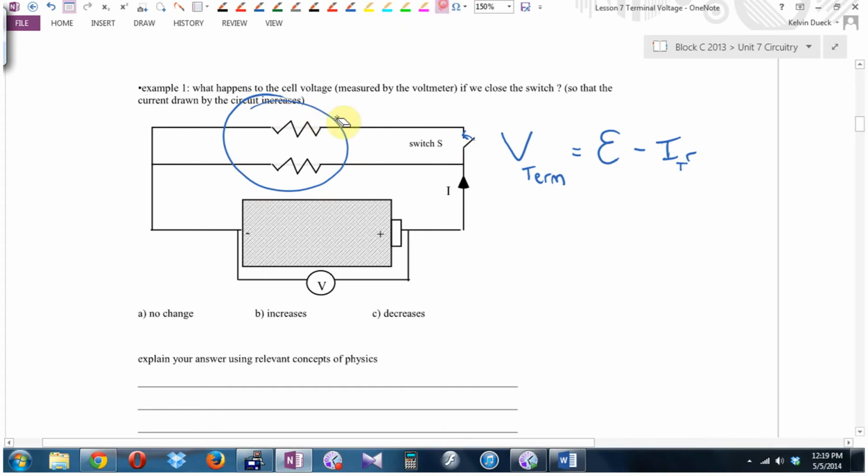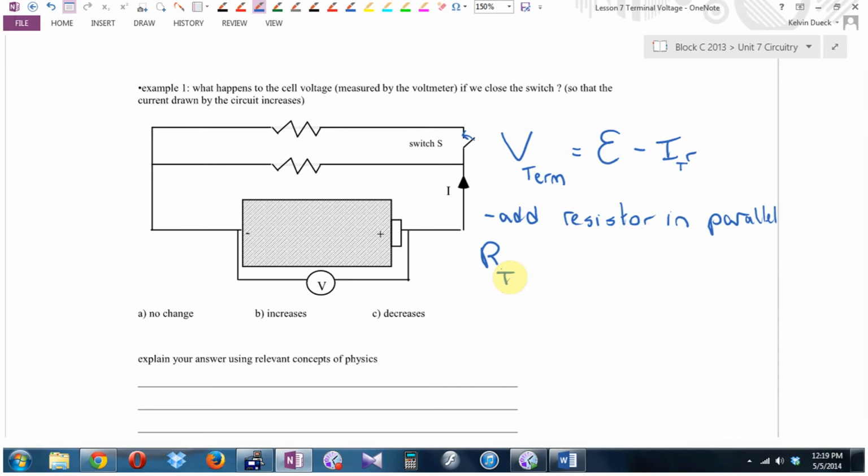Okay, so we're going to say here, if you add a resistor in parallel, R total, this is what I've been trying to say for the last 3 days now. When you add a resistor in parallel, what happens to your total resistance?